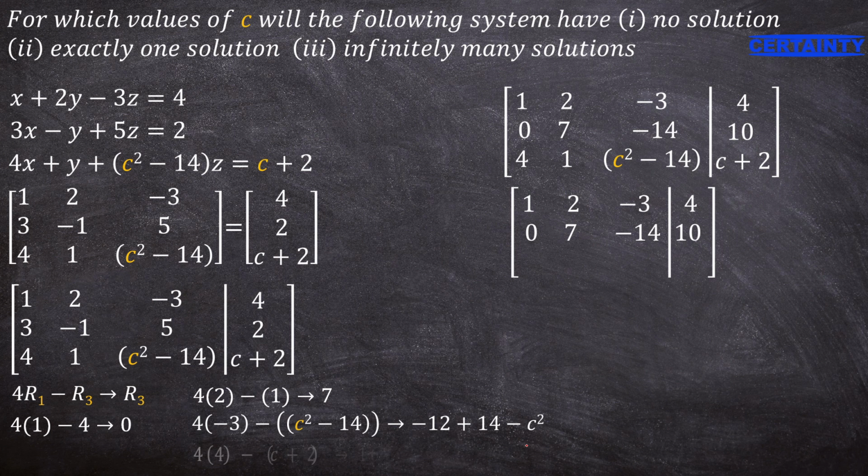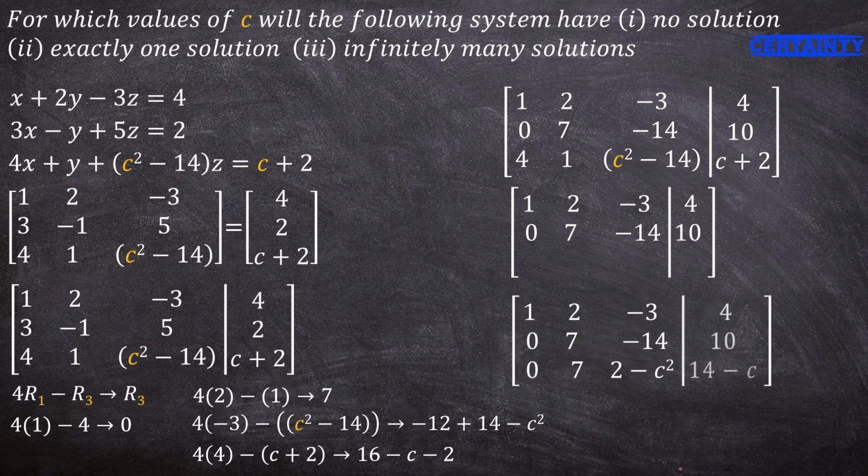Now finally, let's go to the final column. So for row 1 we have 4, and for row 3 we have c plus 2. Okay, so I'm going to say 4 times 4 minus c, and we're going to distribute the negative sign right here. So we're going to have 16 minus c minus 2. So it's going to be 14 minus c, if you say 16 minus 2. Okay, so now let's write our values. Okay, so this is what we have.